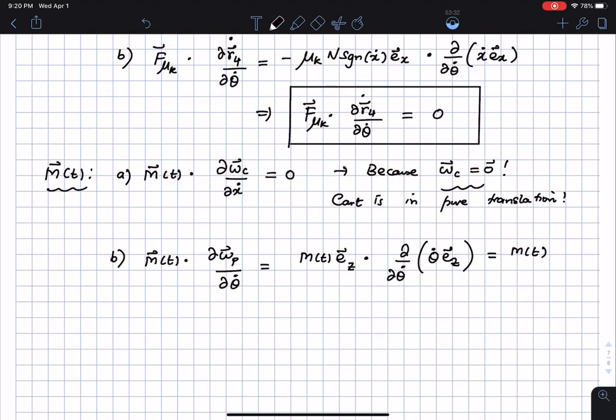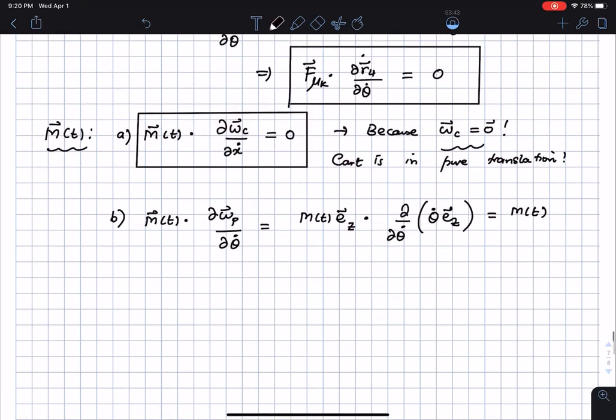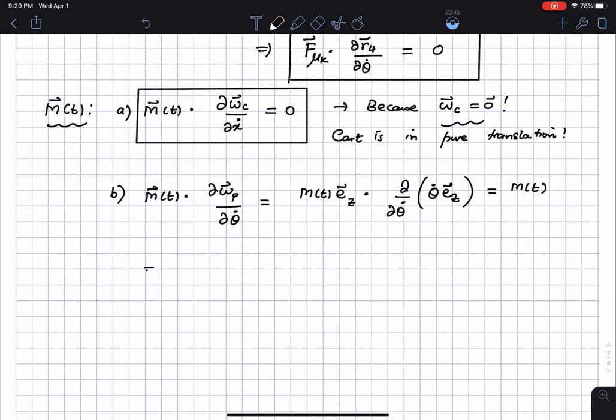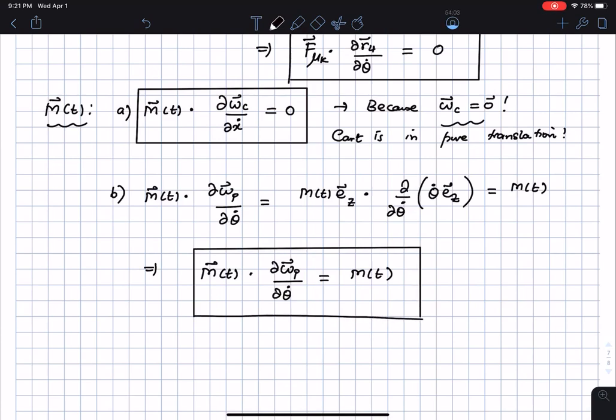So I have two pieces of information from here. One is that the applied moment is not affecting the cart directly, which is quite obvious because the applied moment is acting on the pendulum. And the other thing is this quantity m dot d omega of the pendulum by d theta dot is going to end up being m of t. Okay, all right, and so we are ready with our list of all these forces.